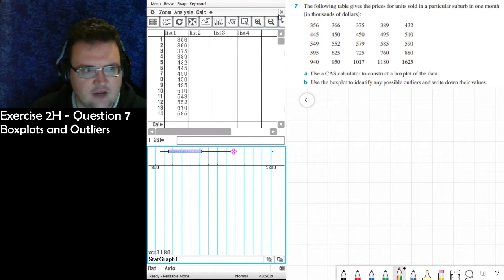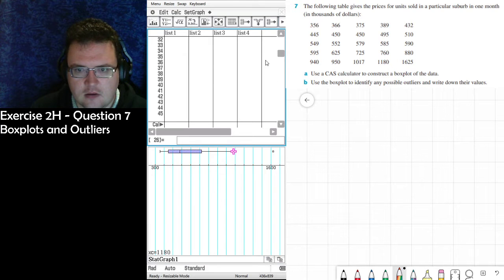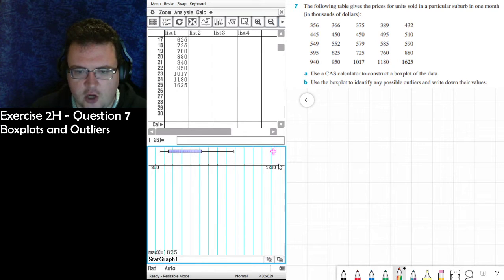Now if I go through my data, that is the second highest number that I have. But if I click into my graph and go to the highest one, it gives my max value as 1625, but it is not attached to the rest of my box plot. That means that the 1625 has been determined to be an outlier. An outlier is something that would be considered to be too far away from the rest of the data, that it is now weird.